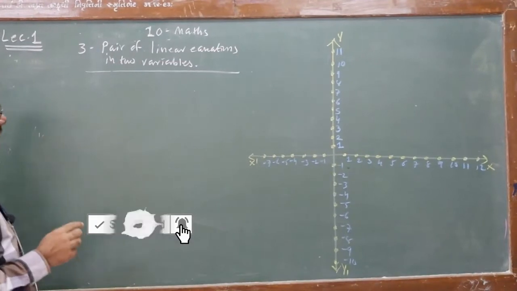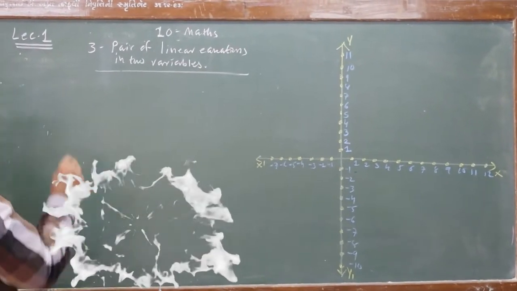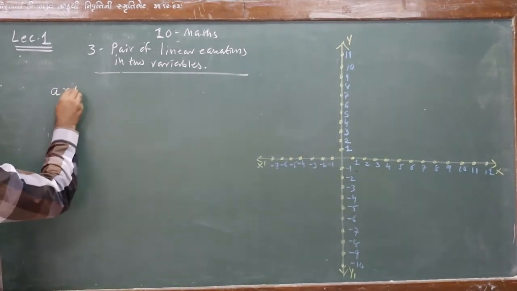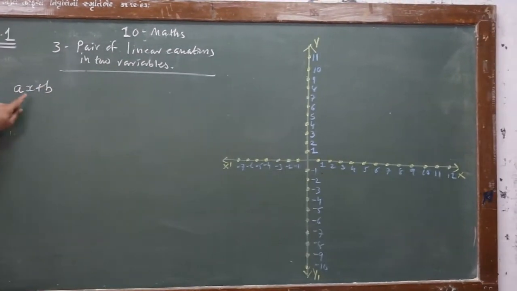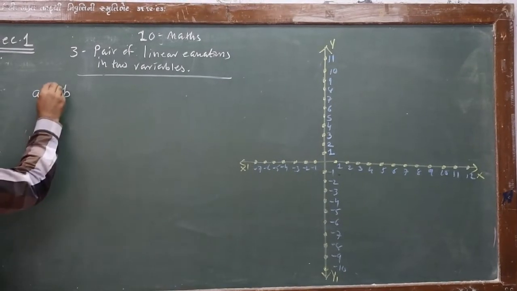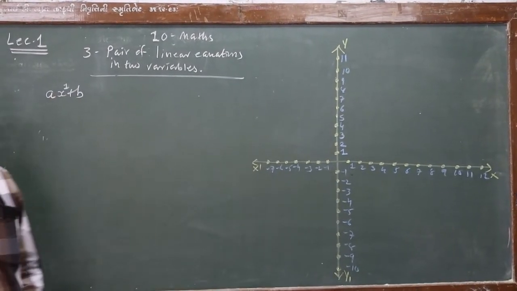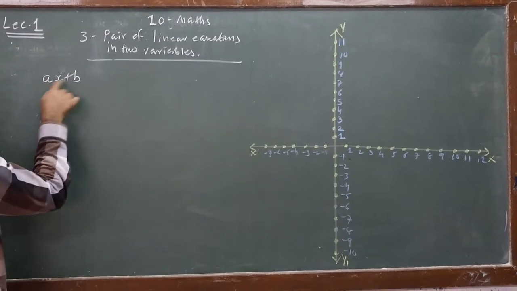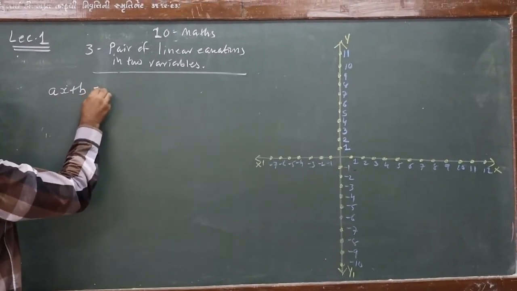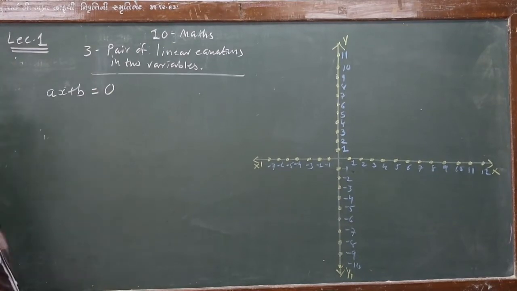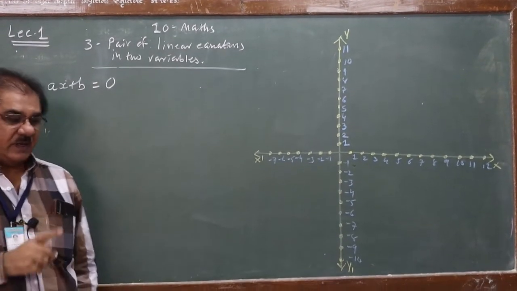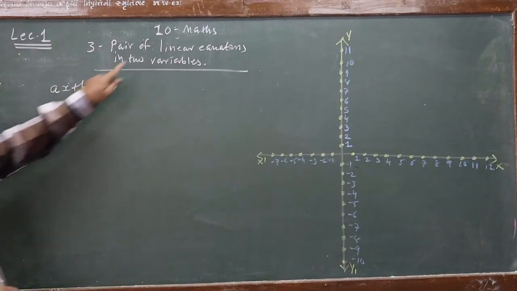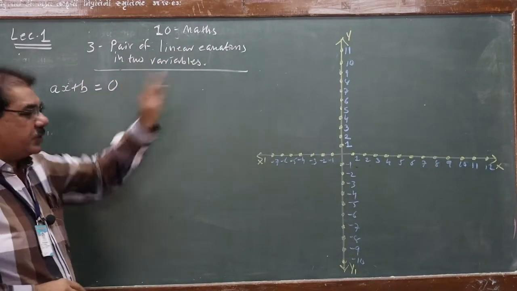So first of all, what we have studied as linear polynomial, in the chapter of polynomial it was ax plus b. Why is it linear? Because degree is 1. Degree 1 polynomials are called linear polynomials. Now this linear polynomial, when compared with 0, becomes a linear equation. But here it is taking only one variable x. We want to take linear equation in two variables.